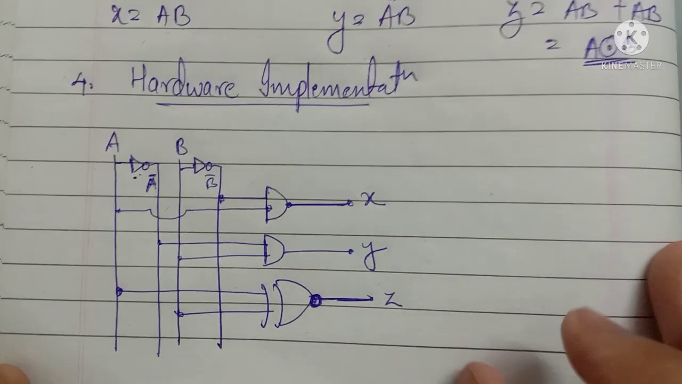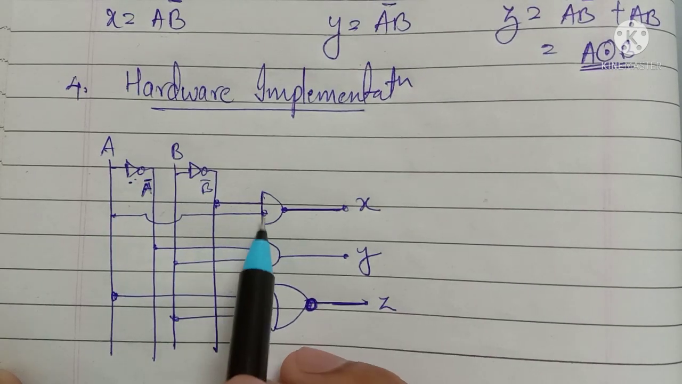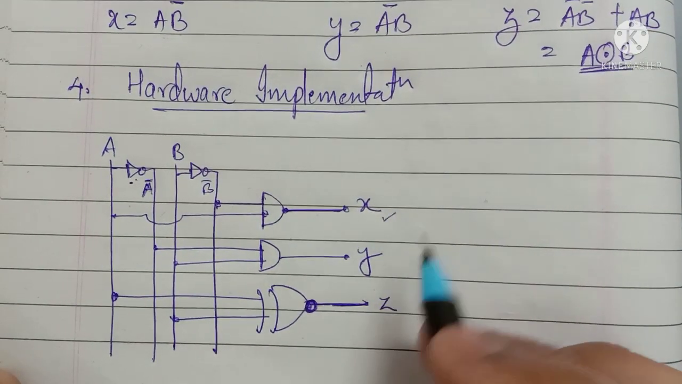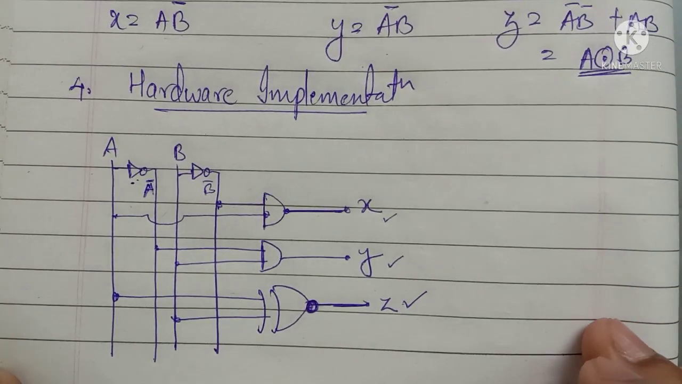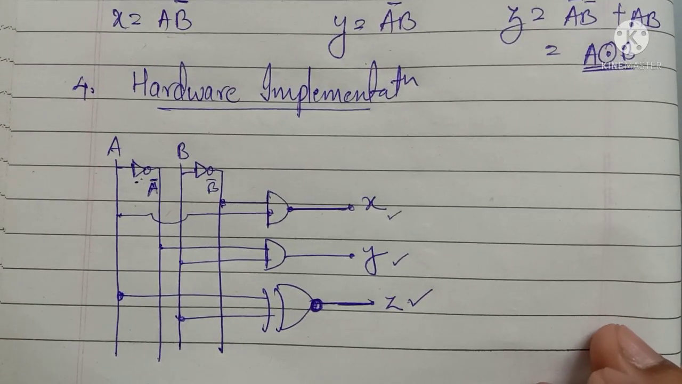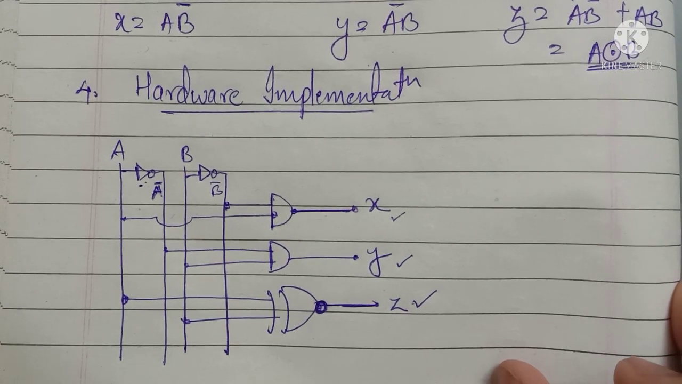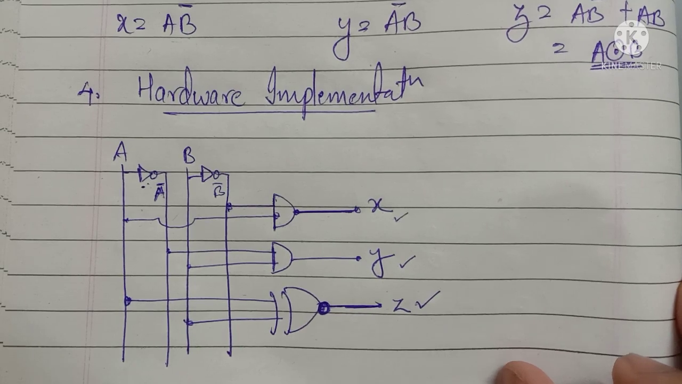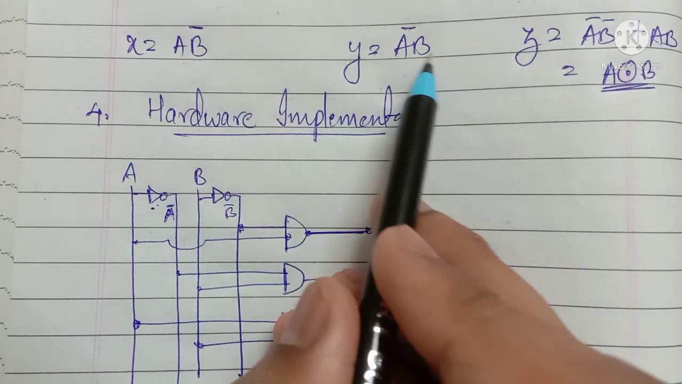How many circuits did we require? Two NOT gates for the bars, and AND gates. This will give me A greater than B, Y will give me A less than B, and this will give me Z, A equal to B. I think we did this much. This is your last step. In this case we won't require minimization because it is already in minimized form. X is equal to A B bar, Y is equal to A bar B.